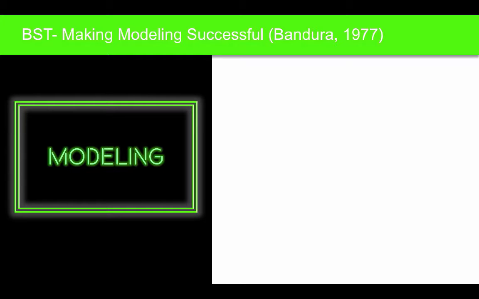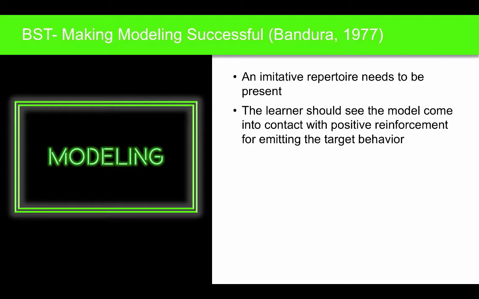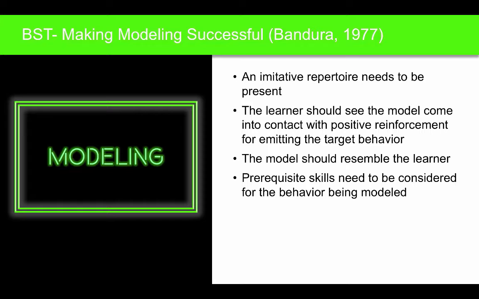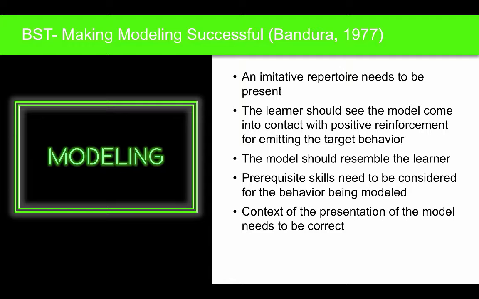Here are some added strategies for successfully using modeling during the BST procedure. Ensure that an imitative repertoire is present before starting. Have the learner see the model come into contact with positive reinforcement for emitting the target behavior. Have the model resemble the learner. Also remember that prerequisite skills need to be considered for the behavior being modeled. The context of the presentation of the model needs to be correct, and the model should be presented with generalization in mind. Following these guidelines should help your learner get the most out of modeling.